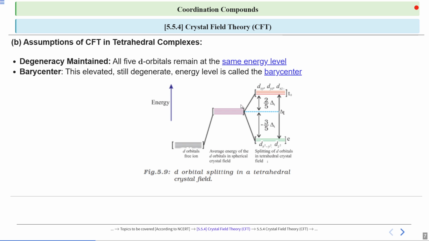So what we are calling the barycenter is this blue dotted line representation, which represents the barycenter of this elevated but still degenerate energy level. So this is the barycenter in this diagram, if you can see.